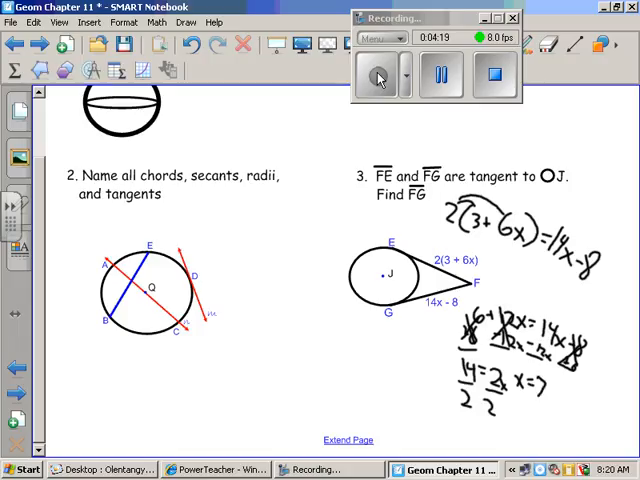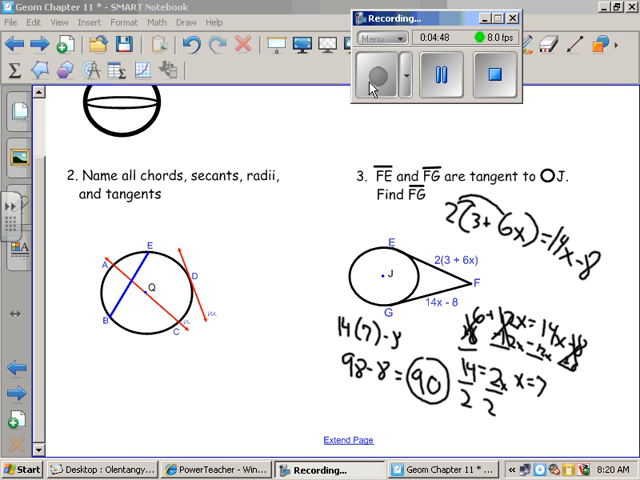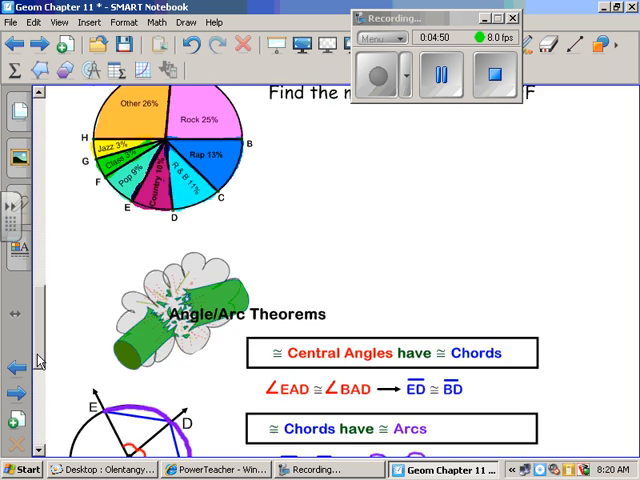So then I plugged it back into FG. So 14 times 7 minus 8, and 14 times 7 is 98. So 98 minus 8 equals 90. Awesome. Great. Good job.